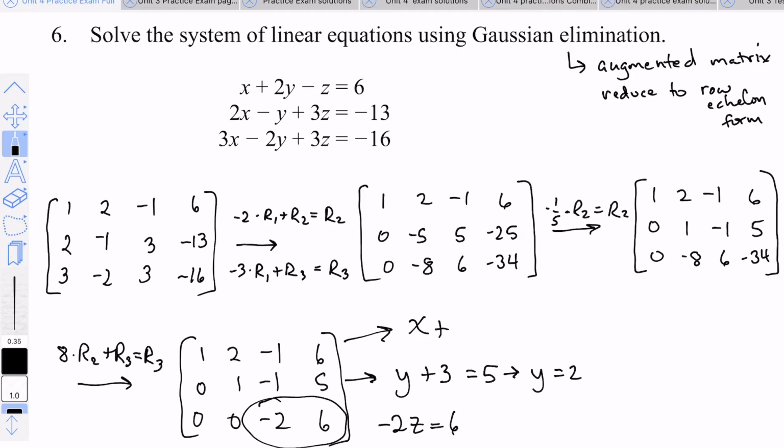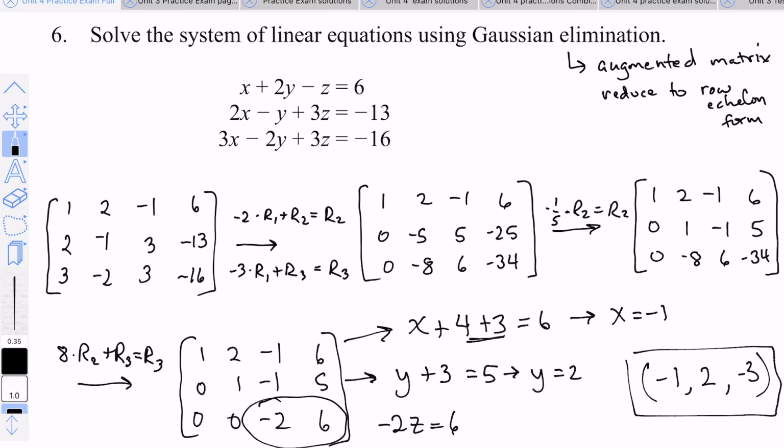Now we take a step up here to that equation, which represents x plus 2y minus z. Well, if y is 2, 2 times 2 is 4. Minus z, well, if z is -3, minus -3 is +3, and that equals 6. So 4 plus 3 is 7. If you subtract 7 from 6, you get x equals -1. So the solution is -1, comma 2, comma -3.